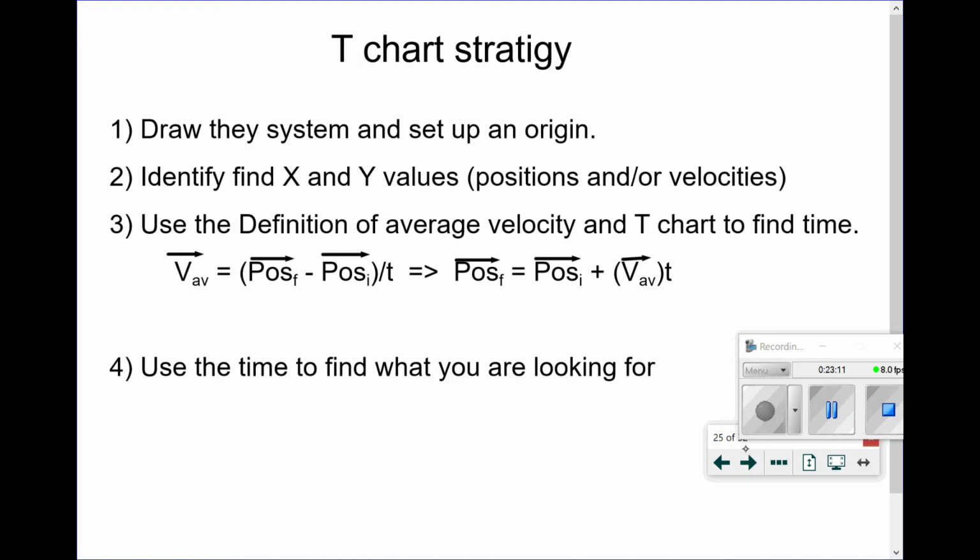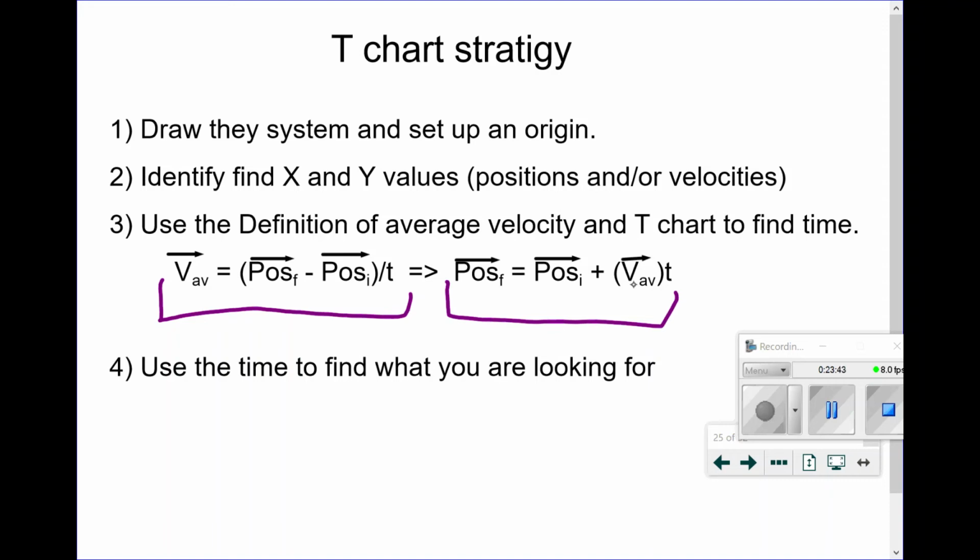The next thing we're going to do is take the definition of average velocity and manipulate that into an equation for position final. So since average velocity is the displacement, which is the change in position over time, we can solve for position final by multiplying time to the velocity and then adding position initial to the other side. So position final equals my initial position plus my average velocity times the time. I'm going to have this for both the x motion and the y motion.